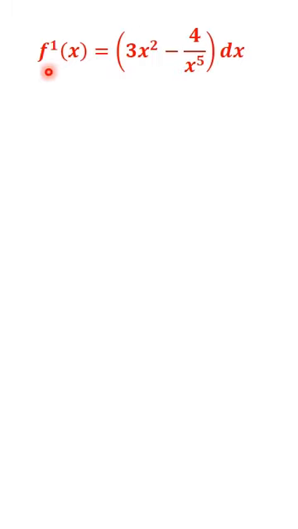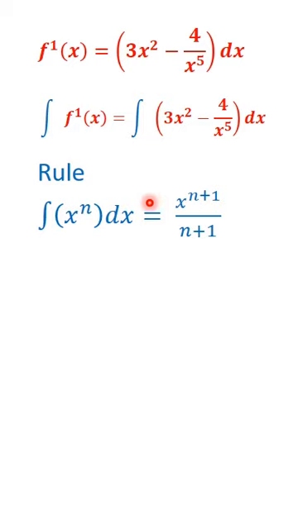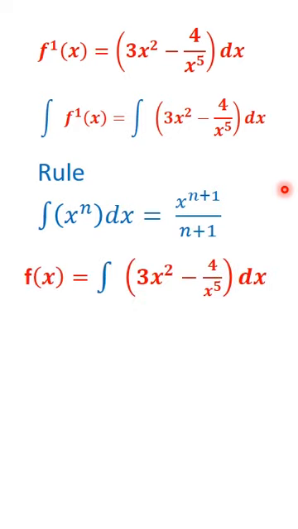So this is the derivative of the curve. If you integrate both sides, the left-hand side and the right-hand side, we are going to use the first rule of integration. The integral of s to the power n with respect to s is s raised to power n plus 1, divided by n plus 1. So we're going to integrate them term by term. Let's do that quickly.